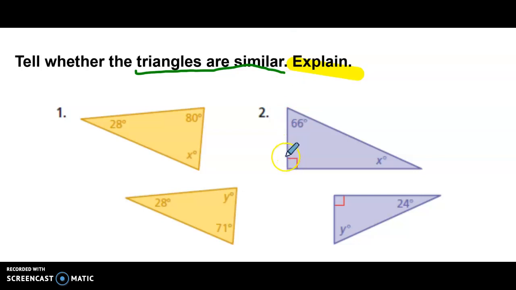Also, don't forget that this symbol right here means that that's a 90 degree angle, right? Whenever you have that little black square in an angle, it always just shows that it's 90 degrees. So tell me whether they're similar. That's a yes or no question. And then explain, how do you know that they are similar?